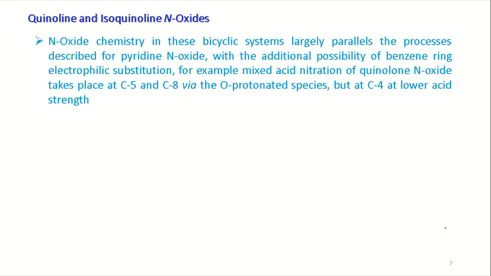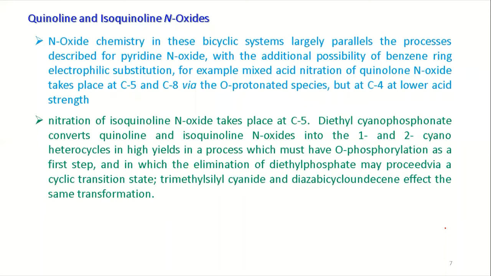For example, mixed acid nitration of quinoline N-oxide takes place at the 5 and 8 positions via O-chlorinated species, but at C4 at lower acidic strength. So at low acid concentration, C4 nitration can happen. Nitration of isoquinoline N-oxide takes place at C5.